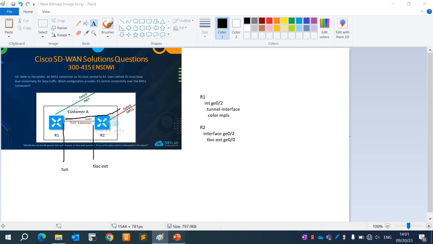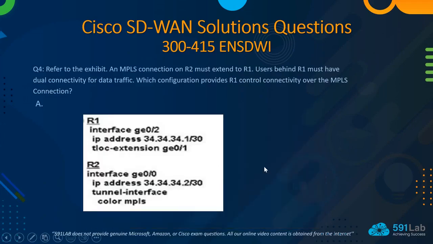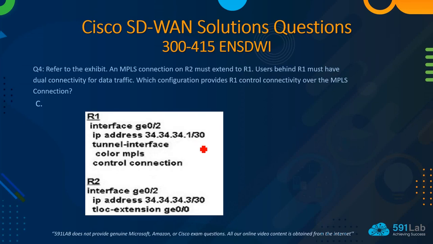Okay, let's go back here to see our options. For the first option, let's take the pen. We will have R1 TLOC extension gig 01. We will extend R2, so this is not correct. Let's move to the next option. For B we have R1 with a TLOC extension, which is also not correct. Okay, let's move to C.